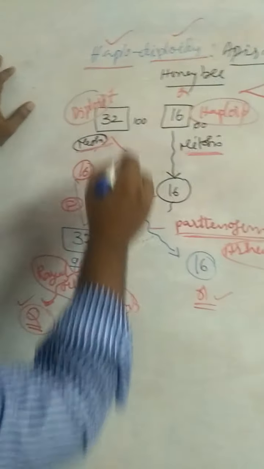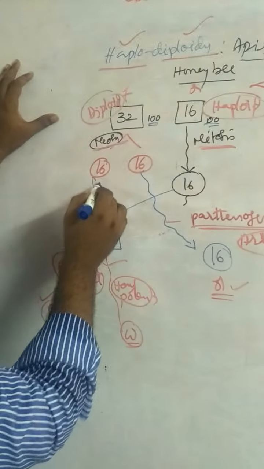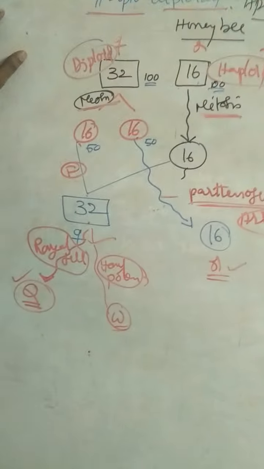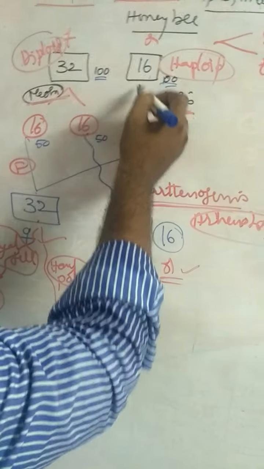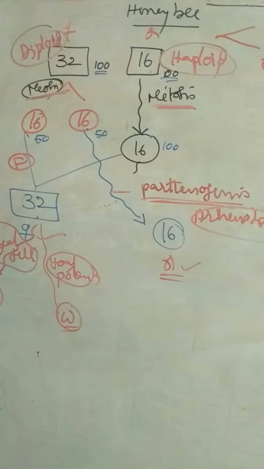So during gamete formation, for example, females contain 100 genes. Males also contain 100 genes. Males and females contain the same number of genes, that is 100. During gamete formation due to meiosis, this gamete receives 50 genes and this one receives 50 genes, or 50%, 50%. During spermatogenesis, this one receives 100 genes.